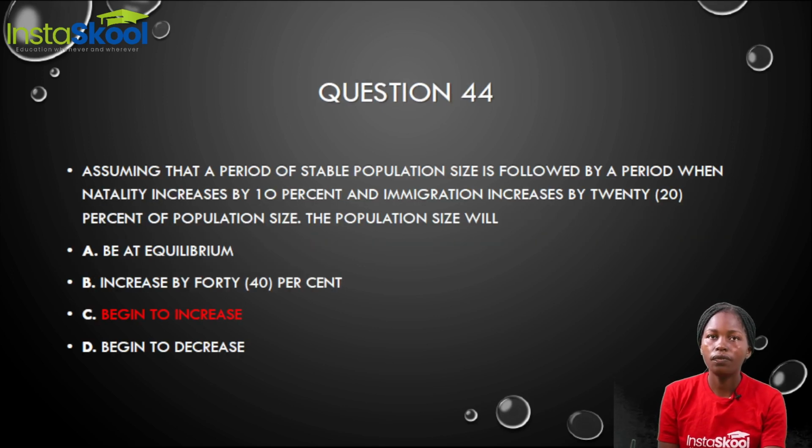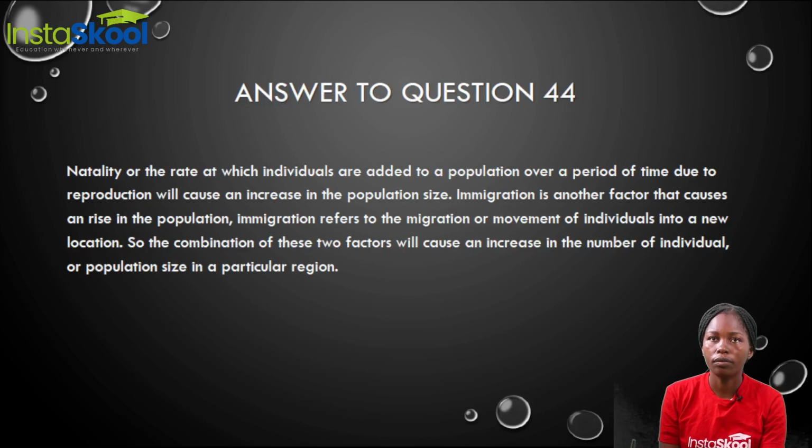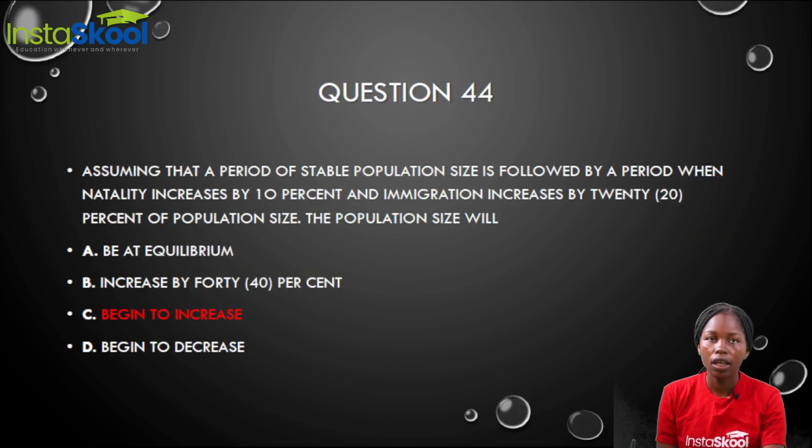Now, the other factor we have is immigration. And immigration is one factor that causes a rise or an increase in the population size because individuals are moving into a new location. So when we combine these two factors, natality and immigration, this will lead to an increase in the number of individuals in a particular region. That is, it will lead to an increase in the population size. That's our option C. The population size will begin to increase.